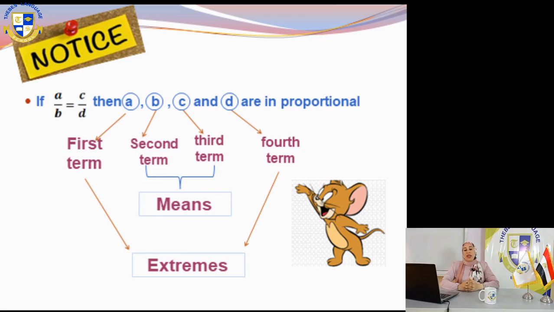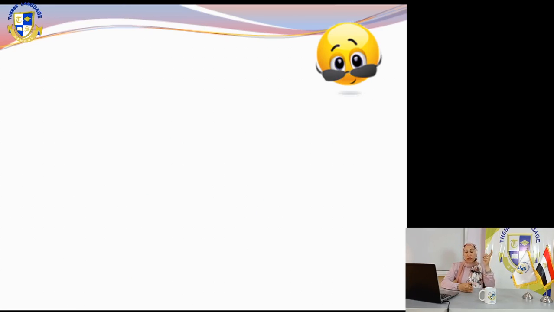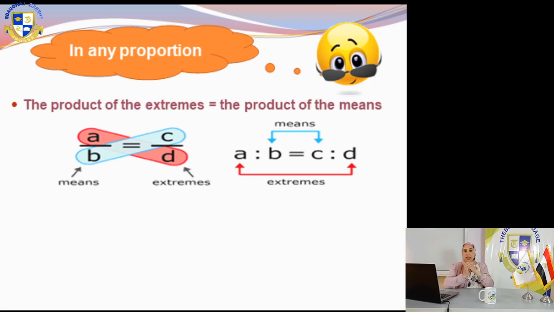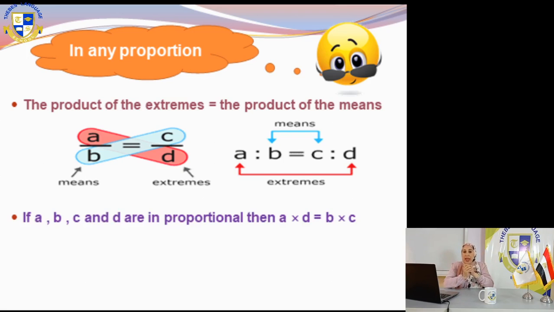Okay, in any proportion, the product of the extremes equals the product of the means. What does it mean? It means if I multiply A by D, the product of them will be equal to the product of B multiplied by C. Okay, so A to B equals C to D, A multiplied by D equals B C.